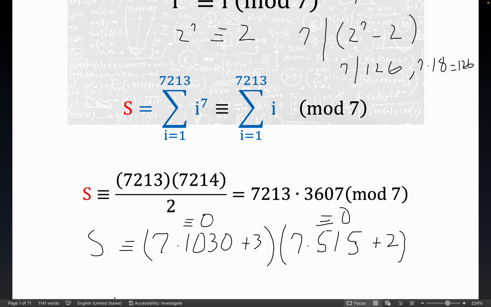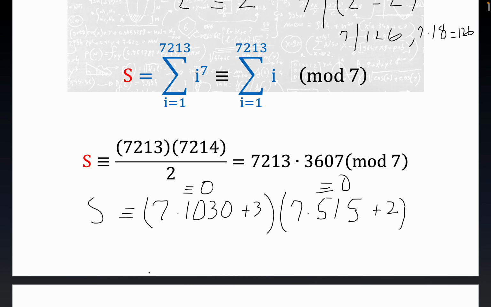And so what we get is S is congruent to these remainders multiplied against each other. So S would be congruent to 6 modulo 7, and that's our answer. The remainder when we divide this by 7 is 6.